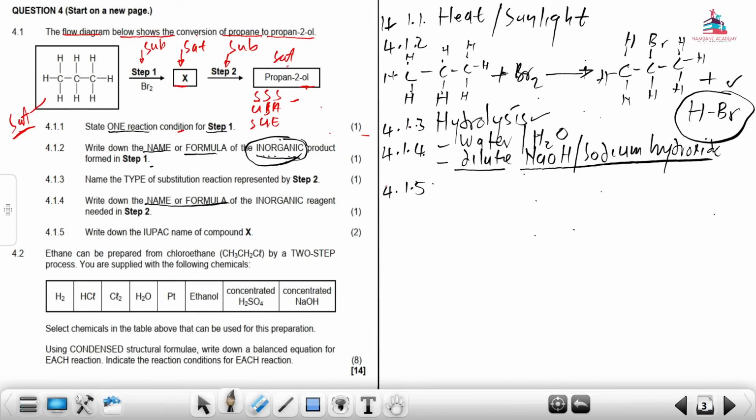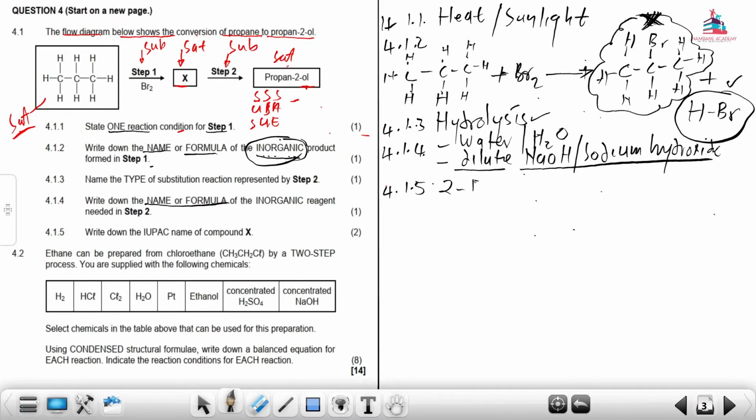Write down the IUPAC name of compound X. I have compound X. There it is. This one here, it is compound X. So this one is X. So if this is X, I can give now the correct name for it. So it's going to be easy to do that.